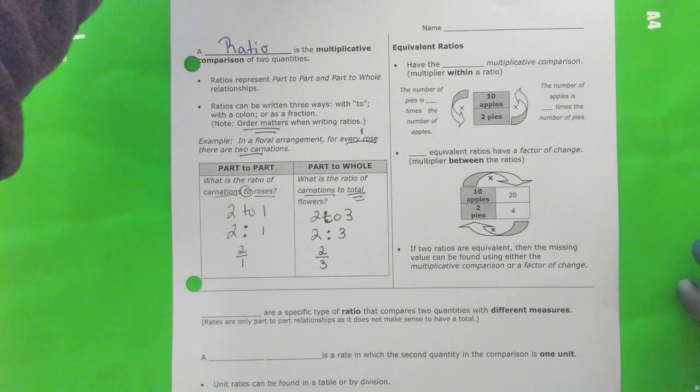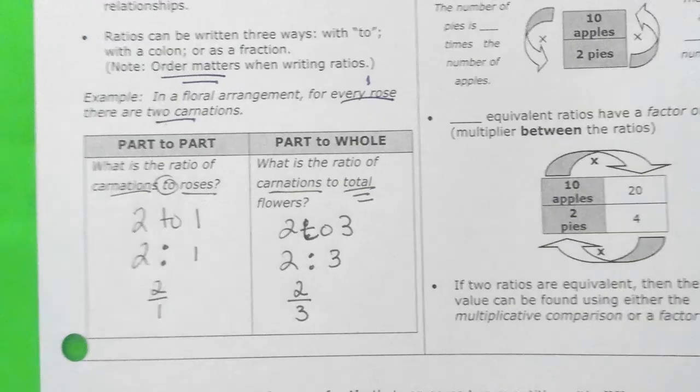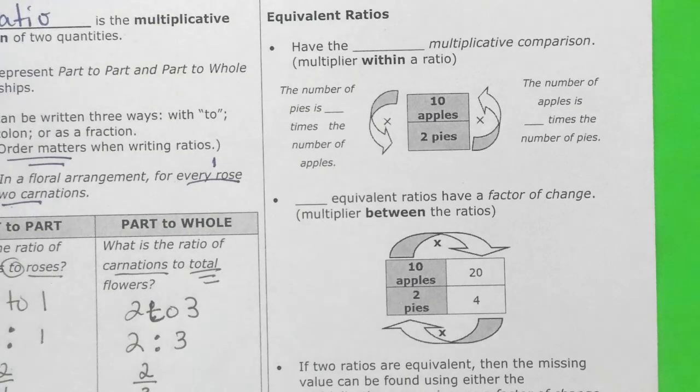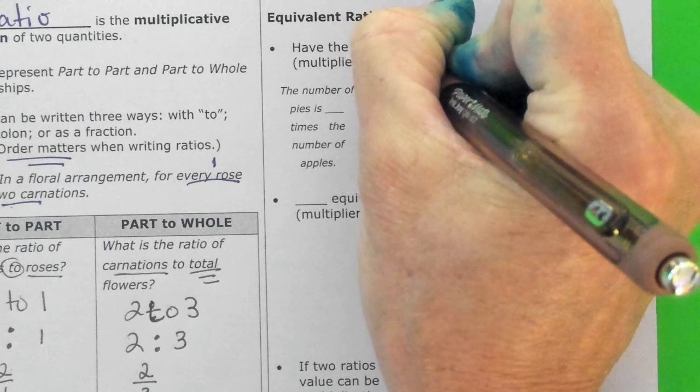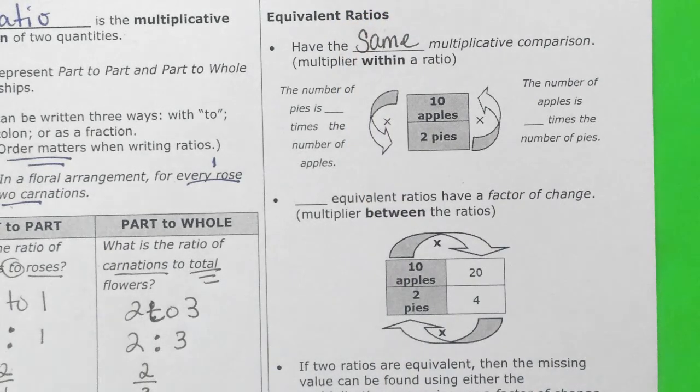Next over here, equivalent ratios. Let's zoom in a little bit. Slide to the left. Okay, equivalent ratios have the same multiplicative comparison. Multiplier within the ratio. They have the same multiplicative comparison. What that means is, what you do to one side, you do to the other.